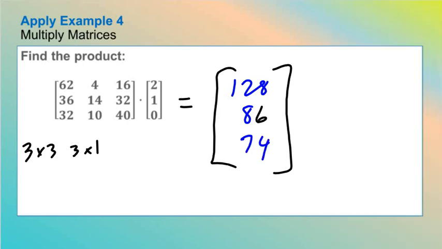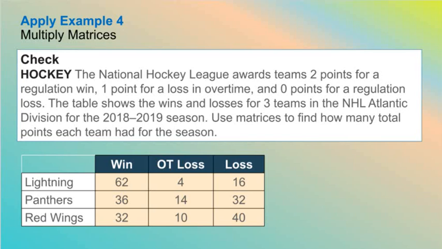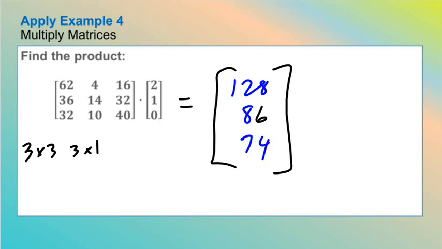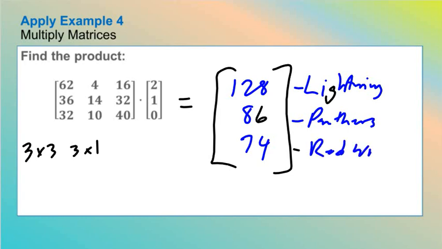And the original question is find out how many total points each team had for the season. So the Lightning had 128, Panthers had 86, and the Red Wings had 74. So that is our lesson on multiplying matrices.